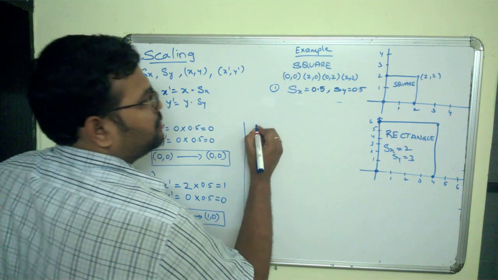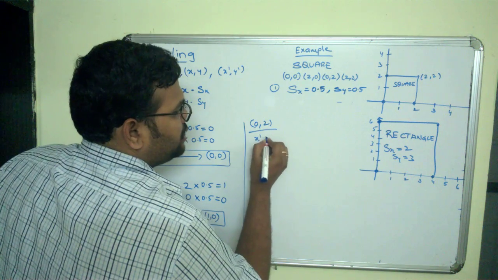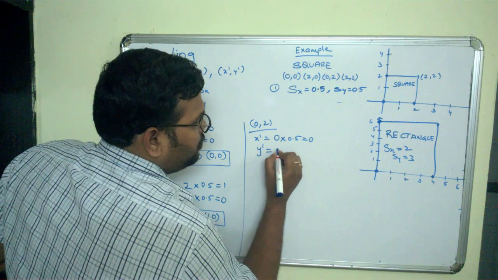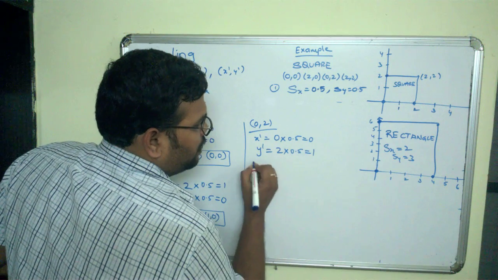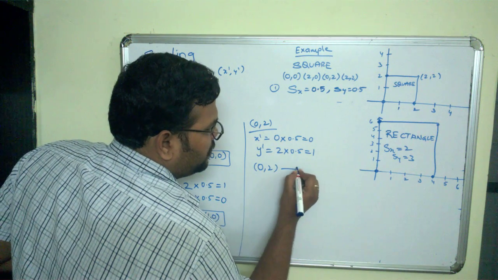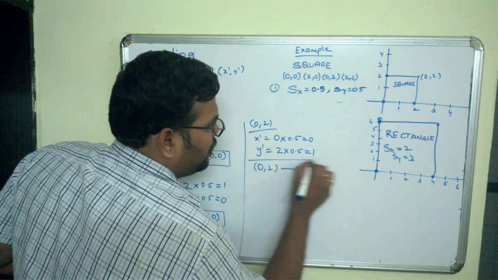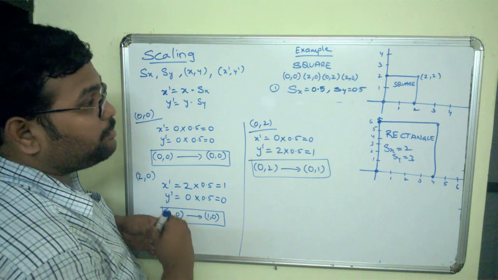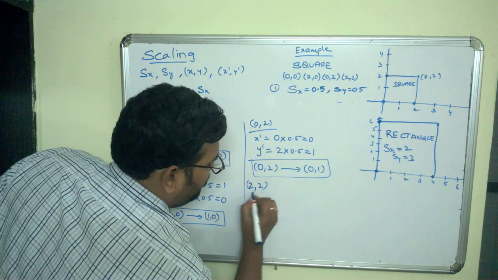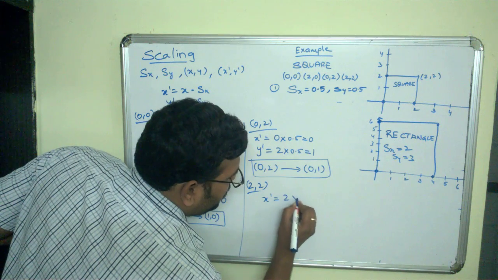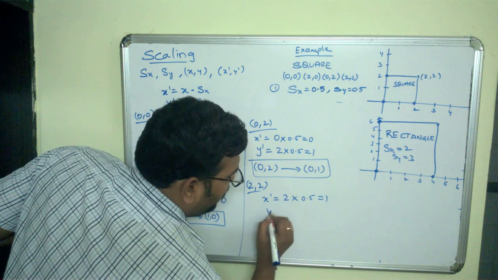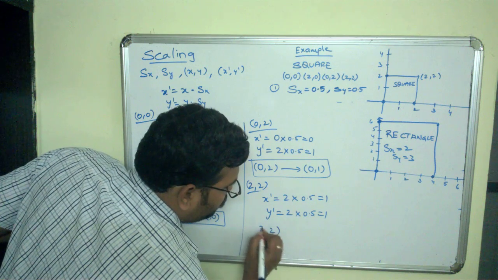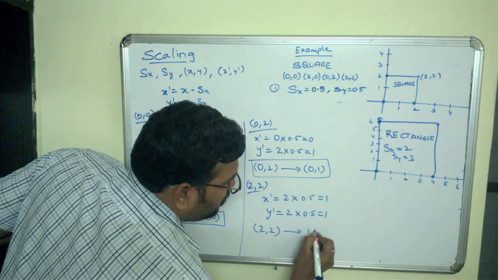Consider the remaining 2 points. So 0 comma 2, x dash is equal to 0 into 0.5, that is equal to 0. y dash is equal to 2 into 0.5, that is equal to 1. So 0 comma 2 becomes 0 comma 1 after scaling. And consider the last point, 2 comma 2. x dash is equal to 2 into 0.5, that is equal to 1. y dash is equal to 2 into 0.5, which is equal to 1. So 2 comma 2 becomes 1 comma 1.